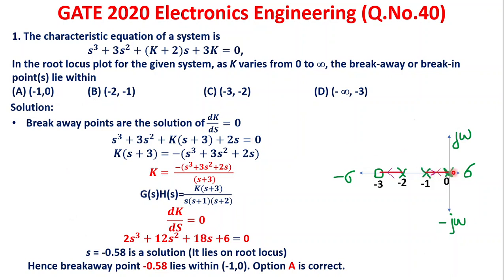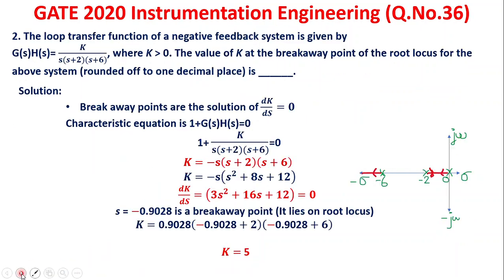Root locus starting from here, they have to meet and break away. One has to go like this, another has to go like this. Anyway, how they have to go, all that we can easily find out. Root locus starting from here, anyway, it terminates on -3. Therefore, breakaway only here. So next problem.